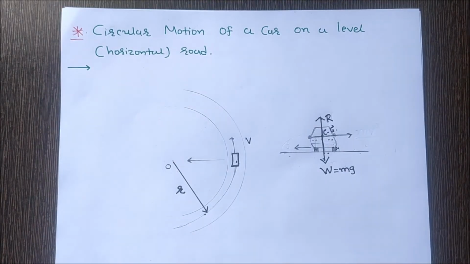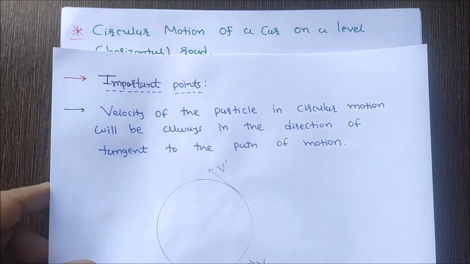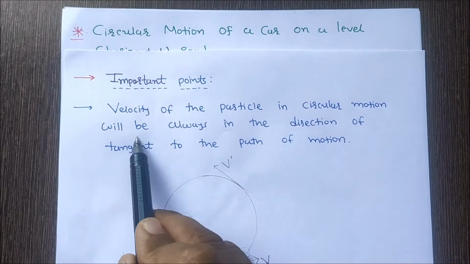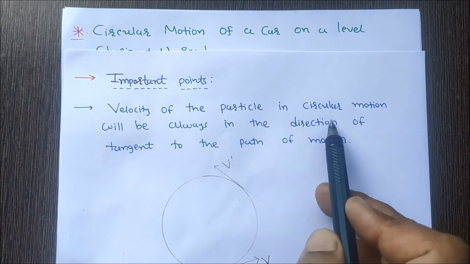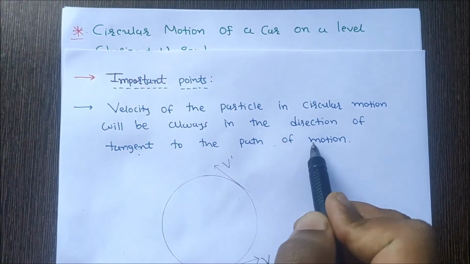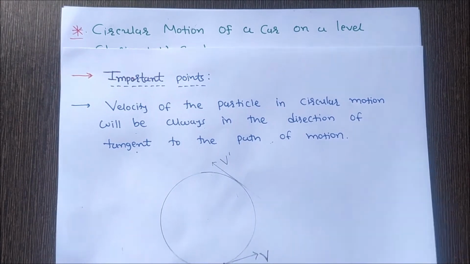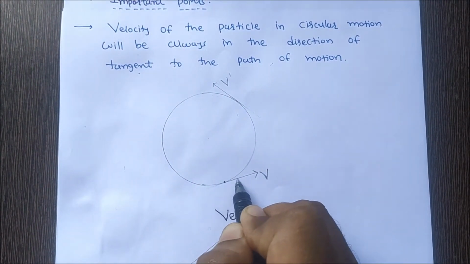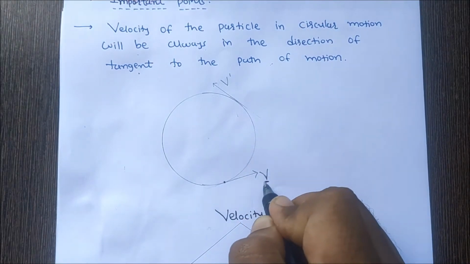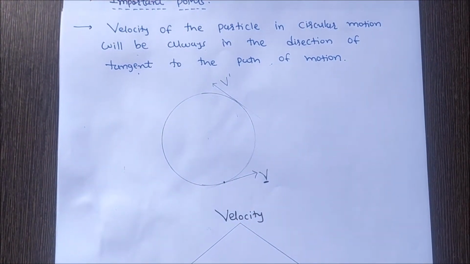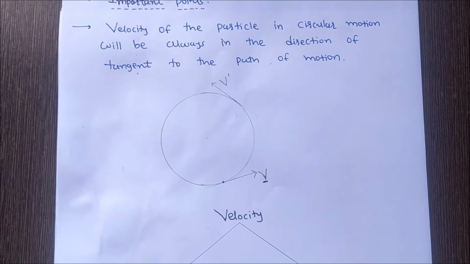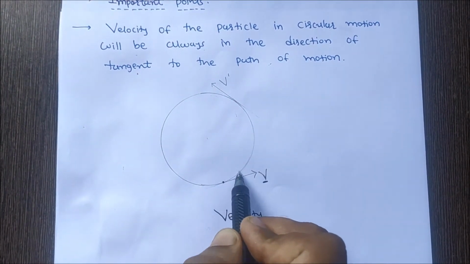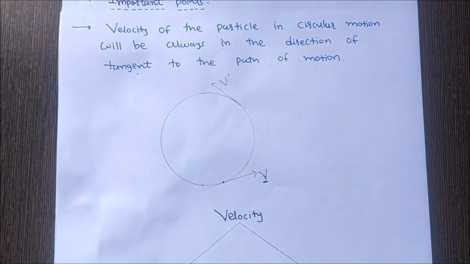In our previous video we showed that velocity of a particle in circular motion will always be in the direction of the tangent to the path of motion. So if we want to find velocity at any point, we draw one tangent and that shows the direction of velocity. So for circular motion, direction of velocity is continuously changing.